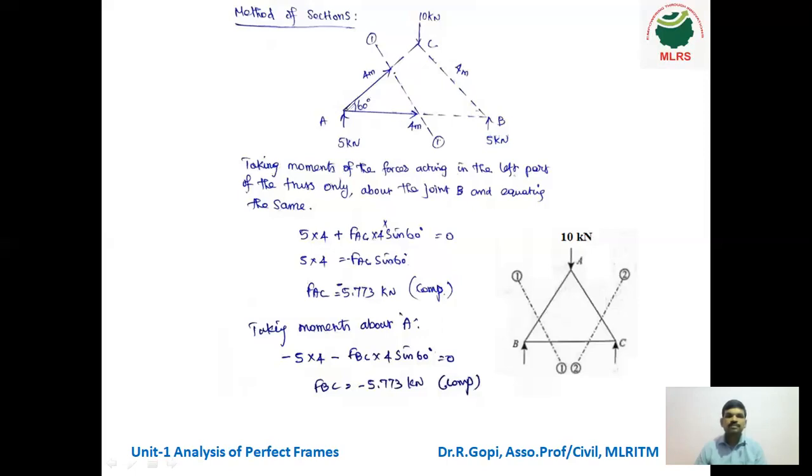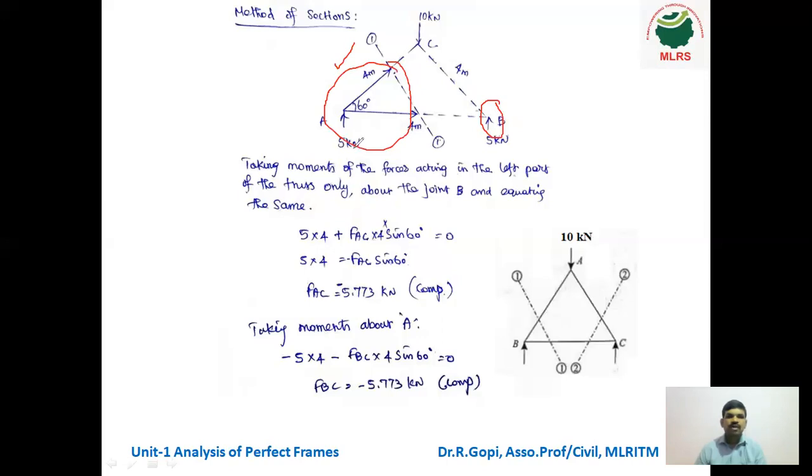I want to know the force in member AC, so I have to take the moment about point B. Taking moments of the forces acting on the left part of the truss only. This is the left part and this is the right part. Now I am considering only the left part, that means this part only, and based on that, I am taking the moments about point B.